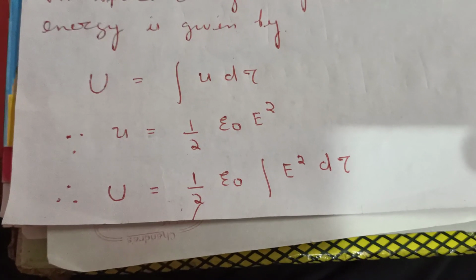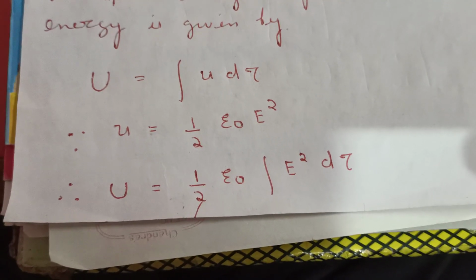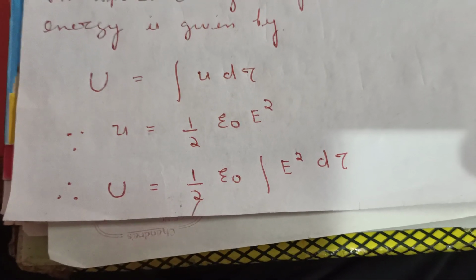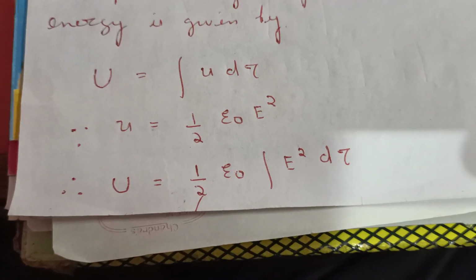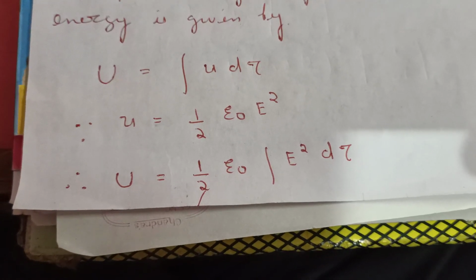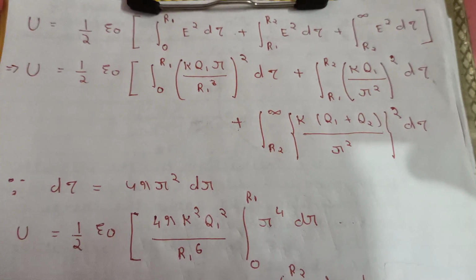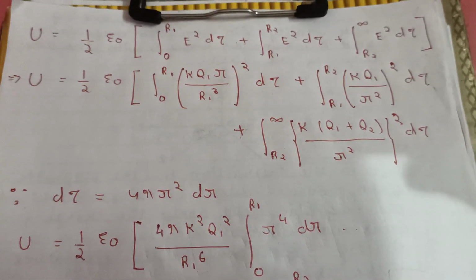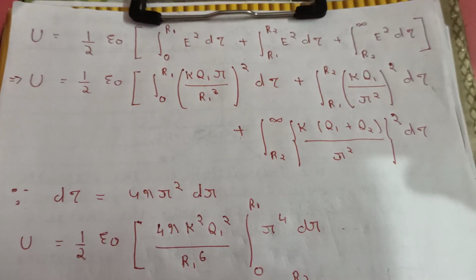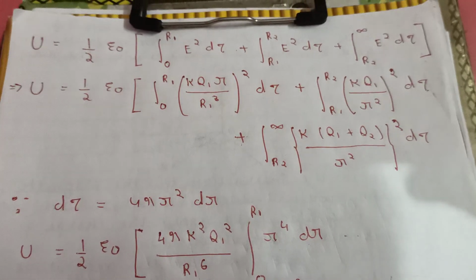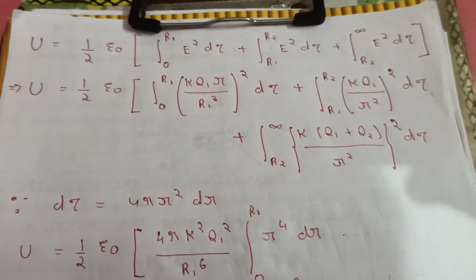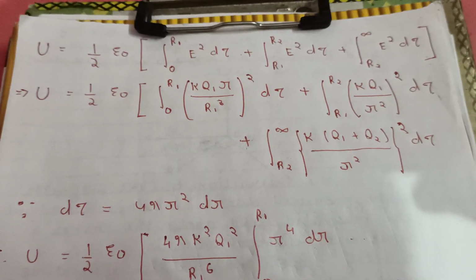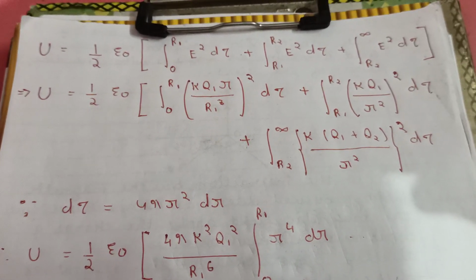Guys, since the value of electric field is different in all the three regions, this integration can be expressed as the summation of integration of the electric field of all the three regions separately. So the above equation will become capital U equal to 1 upon 2 epsilon naught bracket integration 0 to r1 E square d tau plus integration r1 to r2 E square d tau plus r2 to infinity E square d tau. In the next step, we'll put the value of electric field of all the spaces.